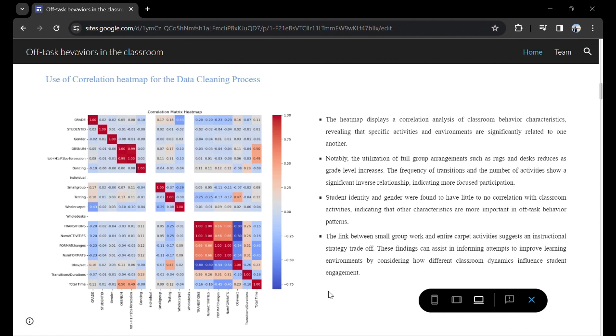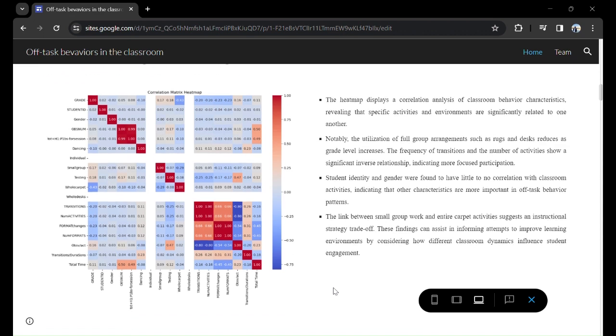The results, which take into account how variable classroom characteristics affect student engagement, can help guide efforts to enhance learning environments. Coming now, Jashwant will continue.